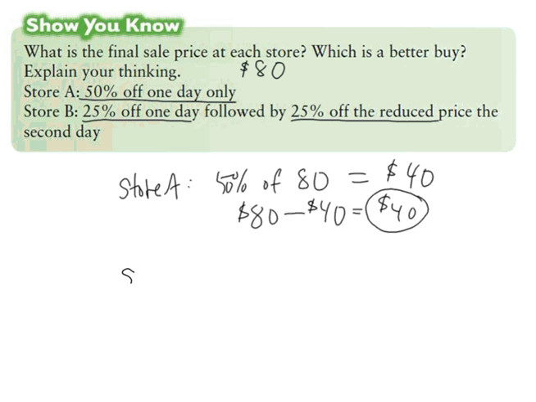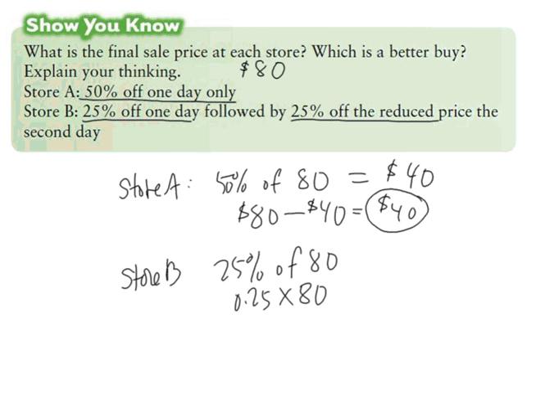But at store B, they're going to give you a 25% discount on the $80 on day one. So 25% is 0.25. And we learned how to do this mentally. 25% is half of half, so half is $40. So half of half is $20. So it's a $20 discount, which means if it was $80 to begin with and I take away the $20 discount, at store B, after 1 day of a 25% sale, that $80 item is going to cost me $60.